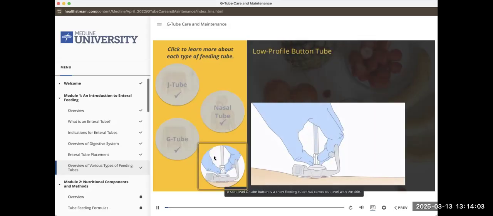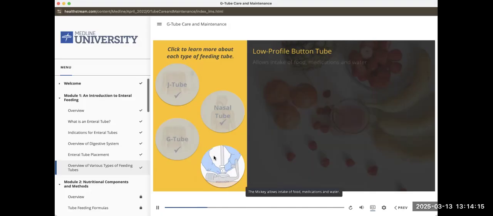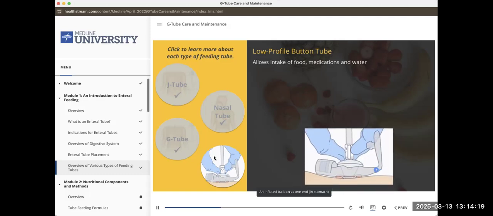A skin-level G-tube button is a short feeding tube that comes out level with the skin. It has a cap that opens and closes and a tube that is attached just for feedings. The Mickey allows intake of food, medications, and water. An inflated balloon at one end, in the stomach, and an external base at the other, outside on the skin, both hold the tube in place. They will last up to 6 months.